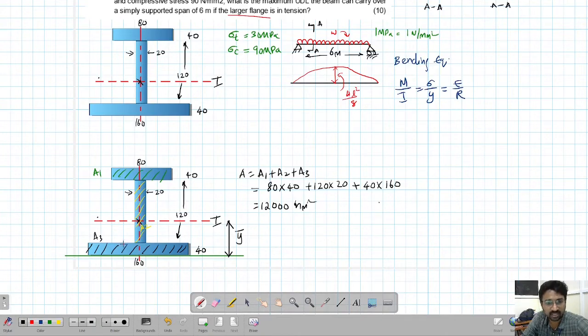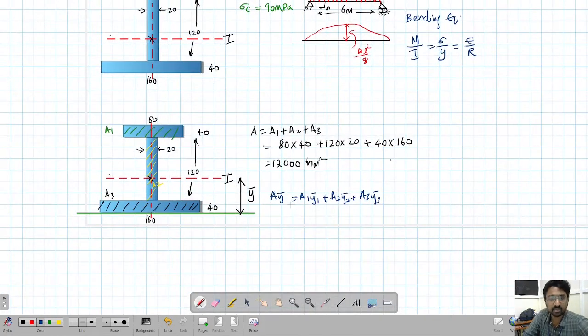Now we have to find the centroid. We know that the centroid can be calculated using this formula: A y bar equal to A1 y1 bar plus A2 y2 bar plus A3 y3 bar. What is that? It is nothing but this area times its centroid distance from this line, plus this area times its centroid distance from this line, plus this area times its centroid distance from this line. So we are just seeing the vertical distances, not horizontal distances. Horizontal distance we don't know, we don't want to find.